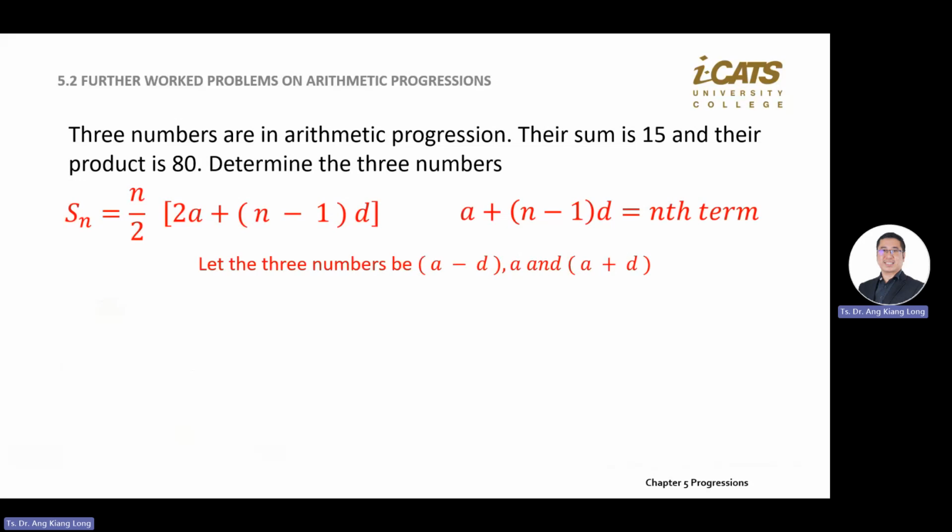So you assume that we are solving for three numbers and we use general numbers. The middle number is A. The number before the A is A minus D because it's an AP series. Before is minus, after is plus. Or maybe you can ask, can I use A, A plus D, A plus 2D? Yes, you can still use that, but I use these three terms. I add them together and it is 15.